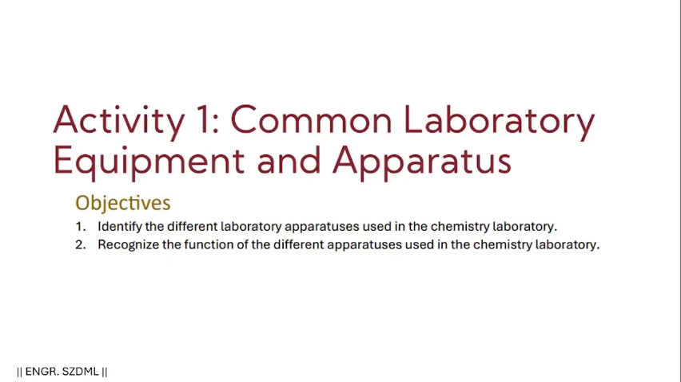Good day, everyone. This will be our first activity in the chemistry laboratory, whether it's going to be for biochemistry or chemistry for engineers. It is entitled Common Laboratory Equipment and Apparatus. In this activity, we will identify the different lab apparatus and equipment, as well as recognize the function of each, and how these will be used in our experiments throughout the semester. There are about 50 to 51, but they will not be used altogether. So it will vary how they will be used in each experiment.